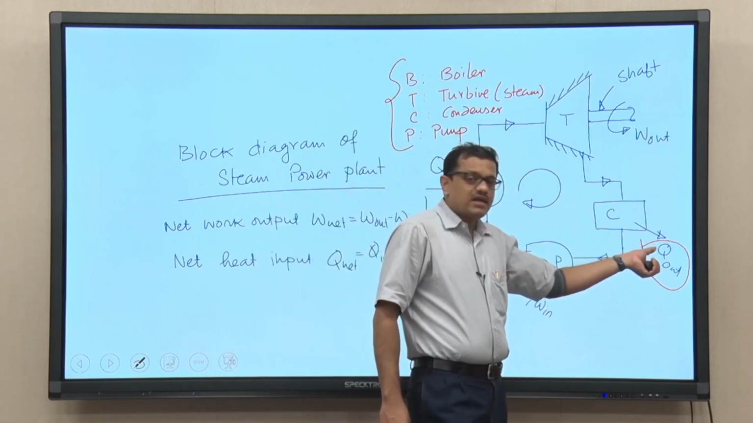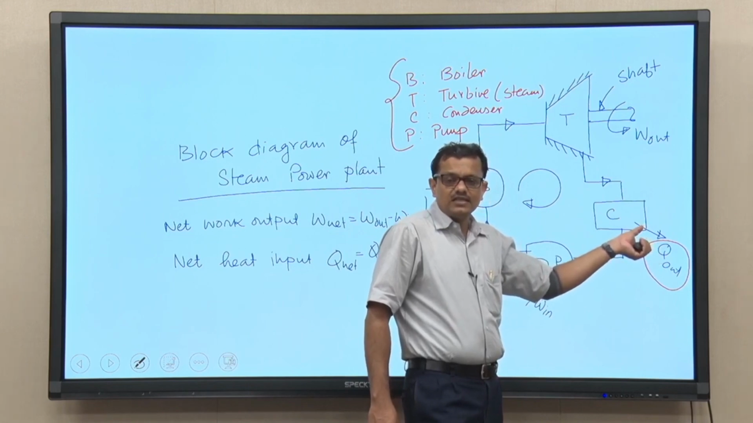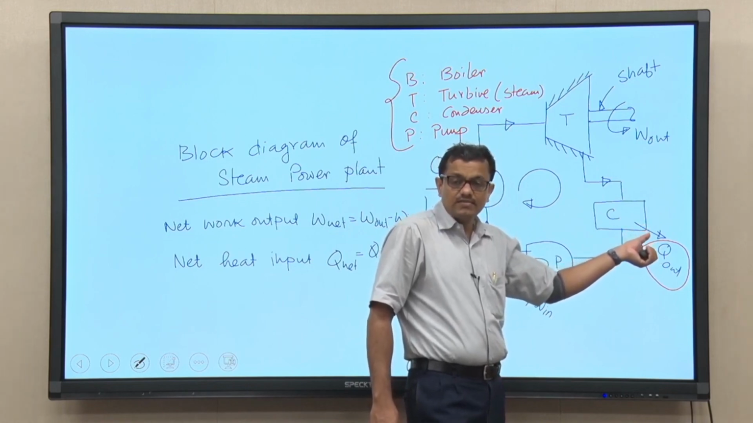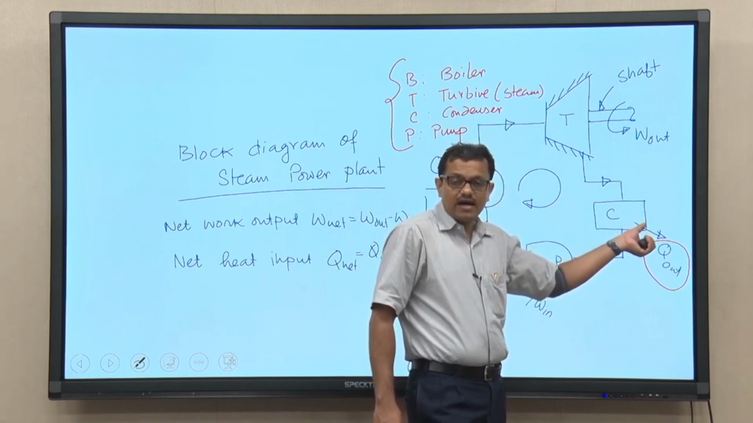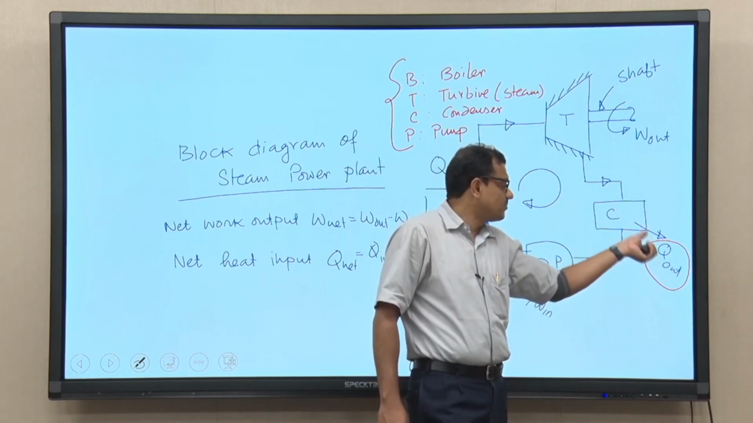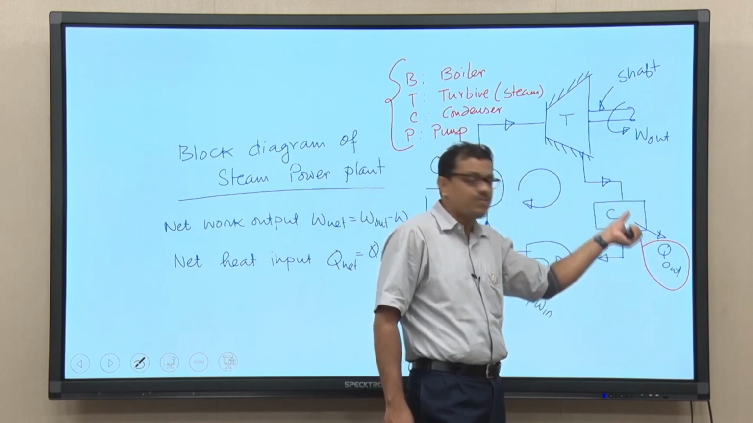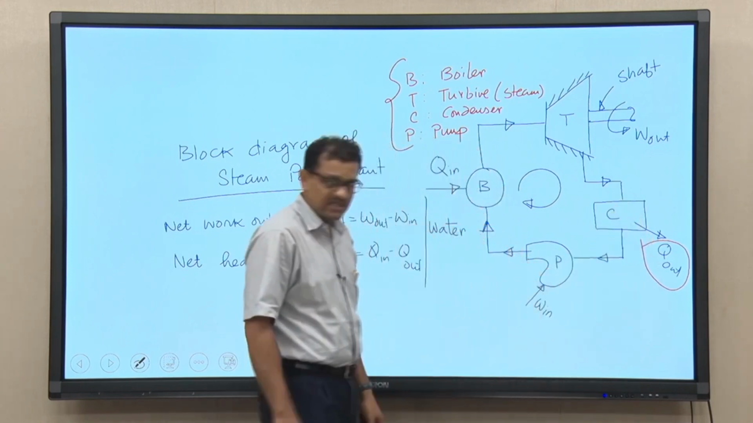Again, if we assume that the changes in kinetic and potential energies are negligible, this is not a work interacting device. So, the heat rejected from the condenser should be the drop in enthalpy, that you can try.